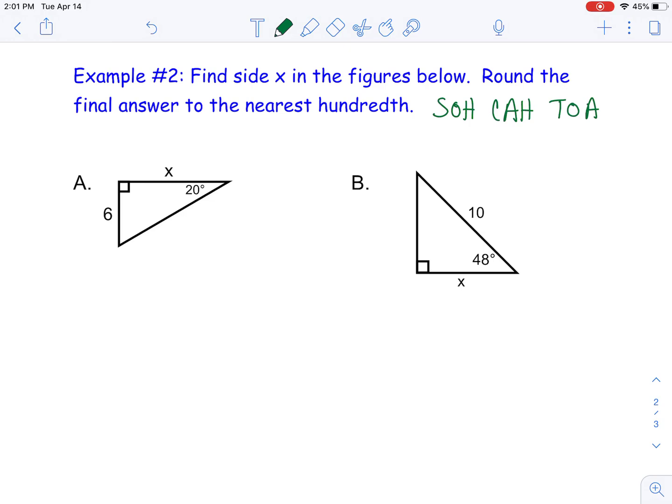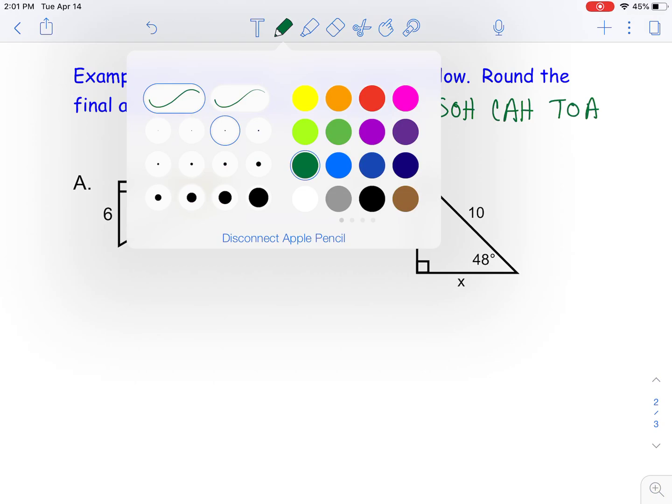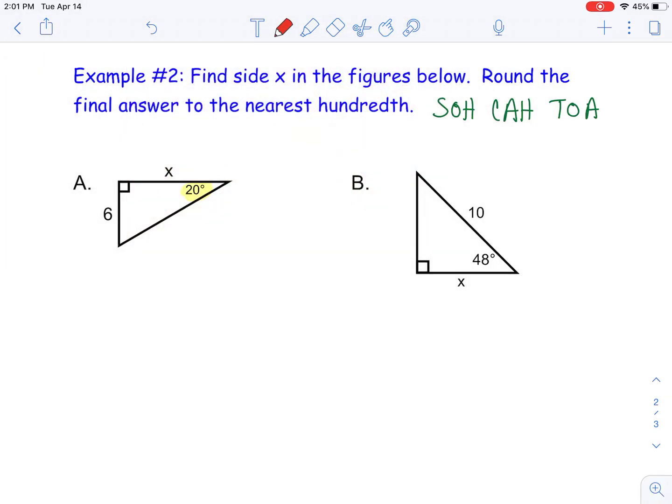I think the easiest way to do this, and the first thing I like to do, is look at the angle that I'm working with. So this is the angle that's marked, and I want to label the sides of the triangle in relation to that angle. So the side 6 is opposite that angle. X is adjacent, or next to, the 20-degree angle.